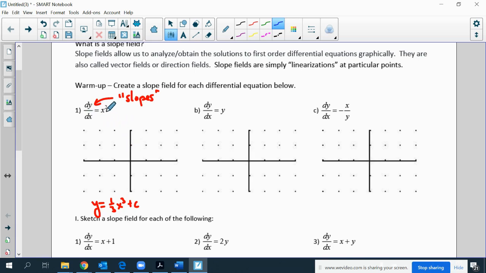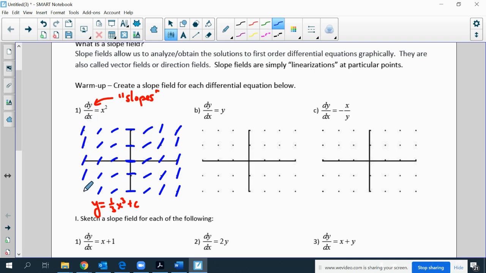So everywhere x is 0, dy/dx is 0, so all of these would be horizontal. When x is 1 or -1, the slope is 1. When x is 2 or -2, the slope is 4. So notice that my slope gets a little steeper. And then at 3 or -3 for x, this would be 9, so it's even steeper, because 3 squared is 9.